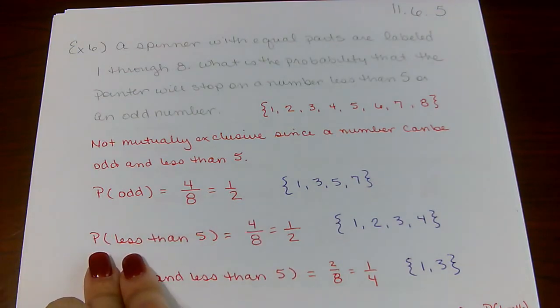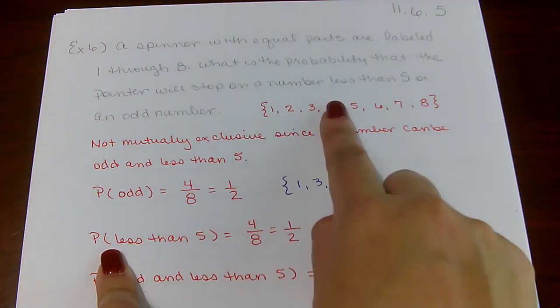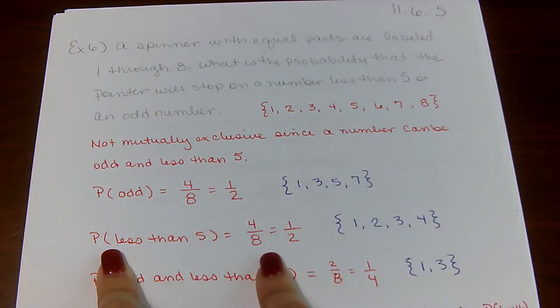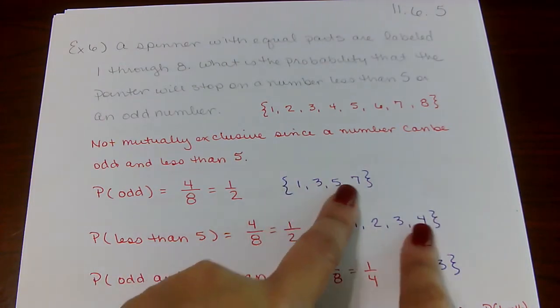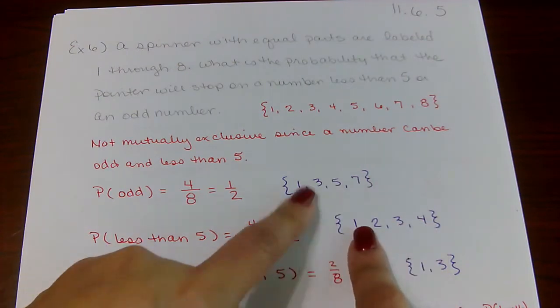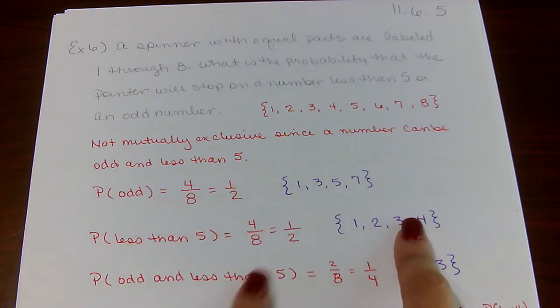Then we're going to look at the numbers less than 5. Again, here we have 4 numbers less than 5. It doesn't say equal to 5, so we're only going to count 1 through 4. So 4 out of 8 numbers are less than 5, in other words, another 1/2. But when you notice here, you can see that some of the numbers are counted more than once. We use the 1, and we also use the 3 twice.